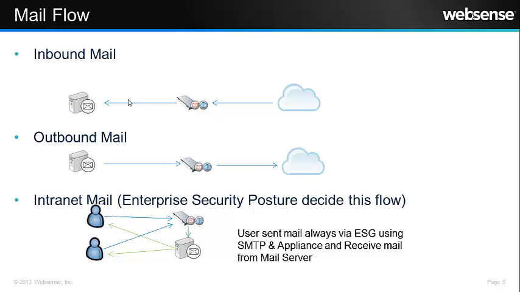Users configure their mail clients to use the ESG Appliance as an outbound SMTP server, and the mails will be received from the mail server directly. So mail created by the users is scanned and only clean mail will be forwarded to the mail server.